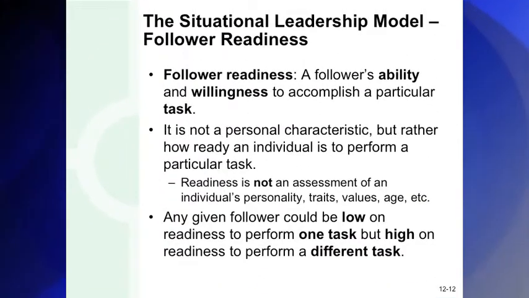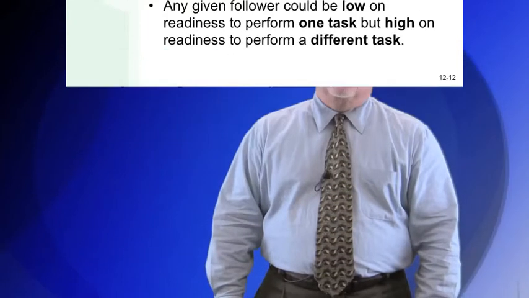So any given follower could be low on readiness to perform one task, but high on readiness to perform a different task. So the model is, again, situational. And we cannot infer that because we treated the relationship between a leader and a follower a certain way, we could superimpose that on another situation. The situations, again, could be different.